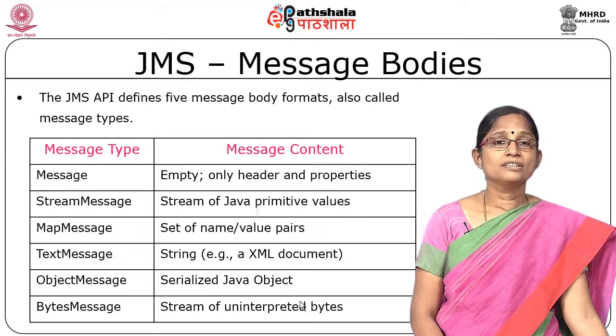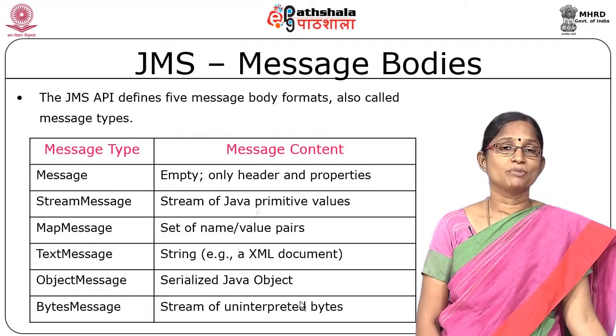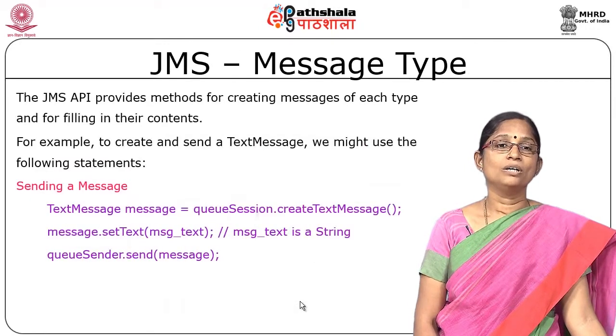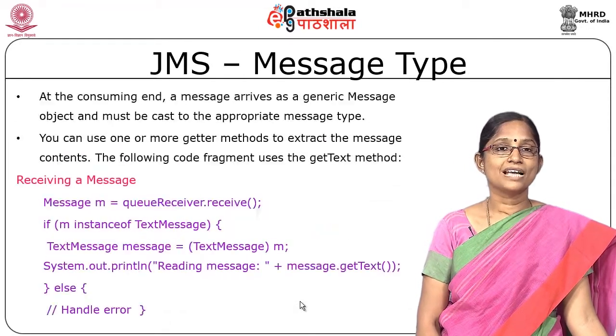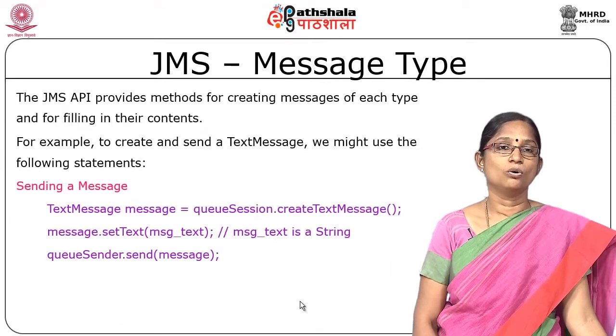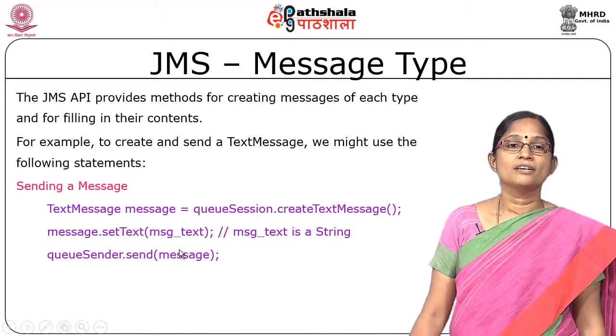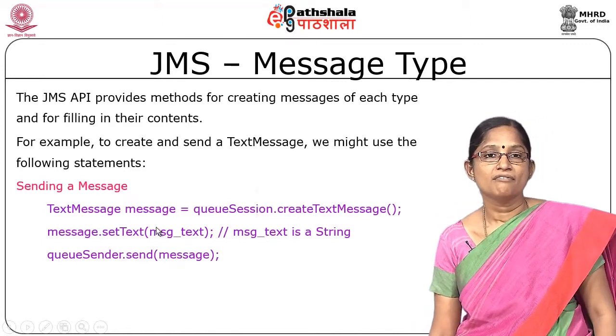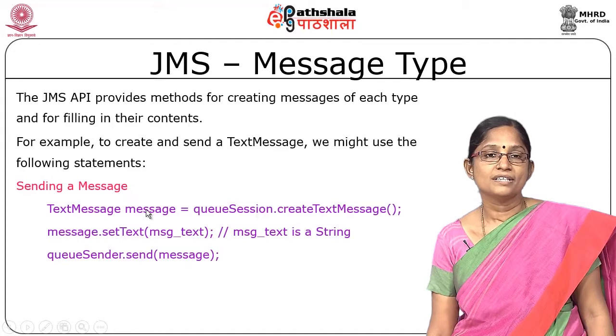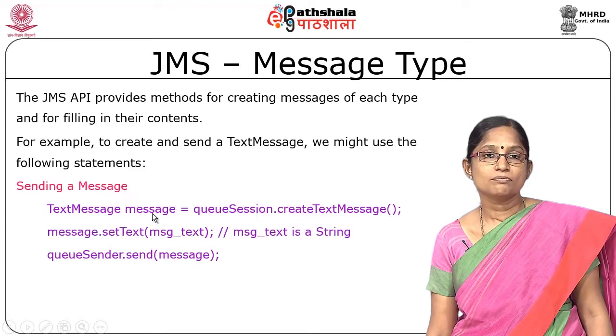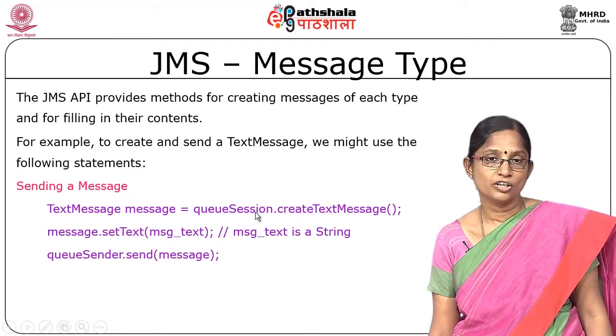Now, using this JMS message, we have seen the types of message, formats of message, everything. Now, let us look at how to send a message as well as how to receive a message. Okay. So, for example, we want to create and send a text message, we can use the following statements. First, we want to create a message. The message variable belongs to the class called text message, whereas this message variable should call a method called create text message, where this create text message can be invoked only on the session object.